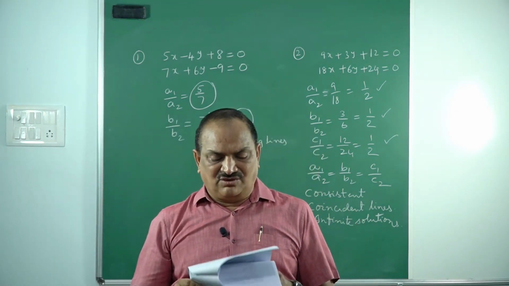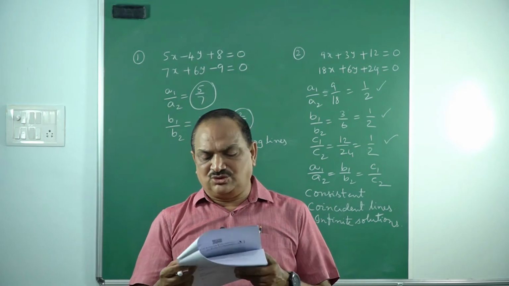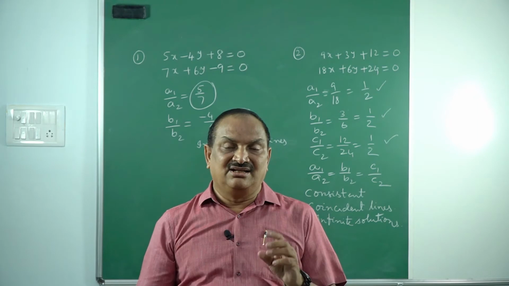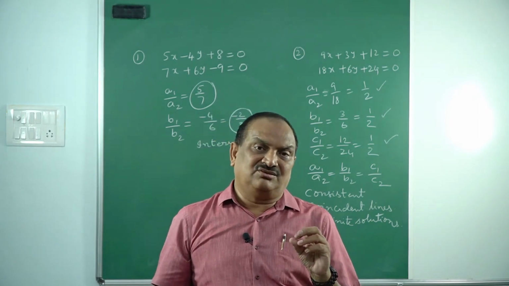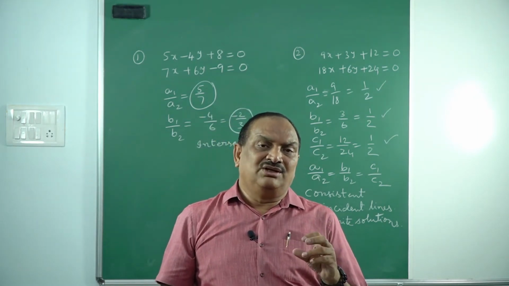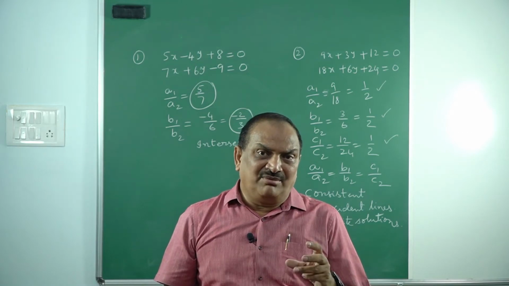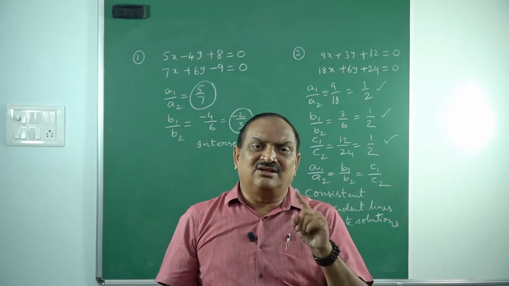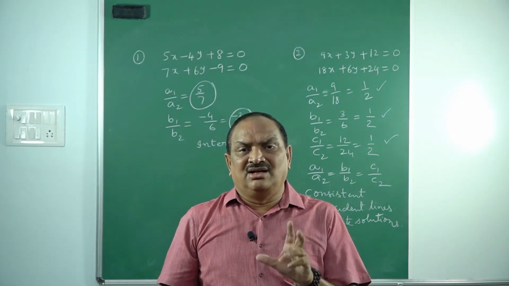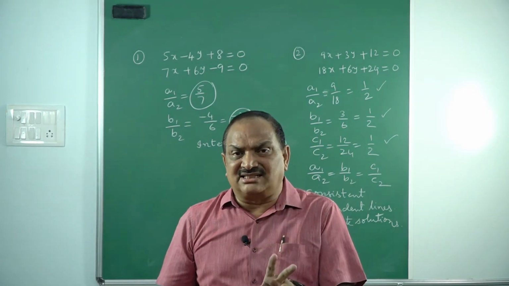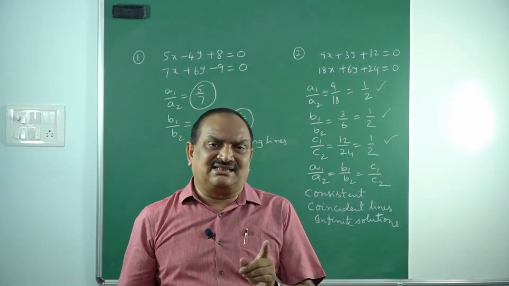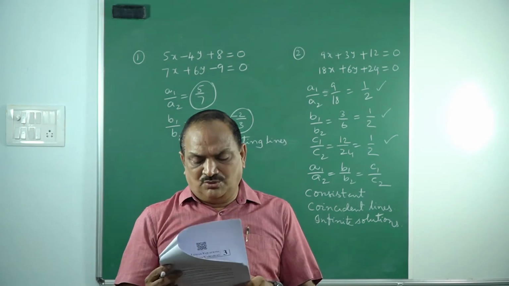And question number 3: on comparing the ratios, find out whether the following pairs of linear equations are consistent or inconsistent. When do you say consistent? If a1 on a2 is not equal to b1 on b2, it is okay, intersecting lines. Intersecting lines and coincident lines make a consistent system. Only when the lines are parallel do you say inconsistent. That's it.